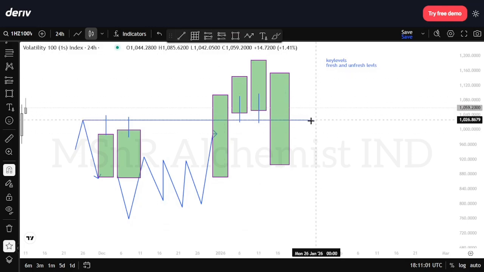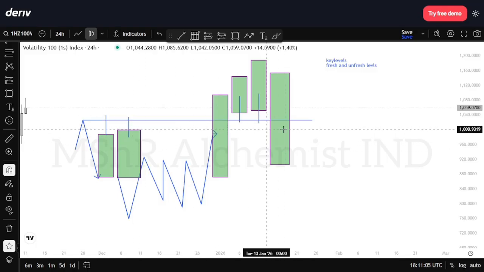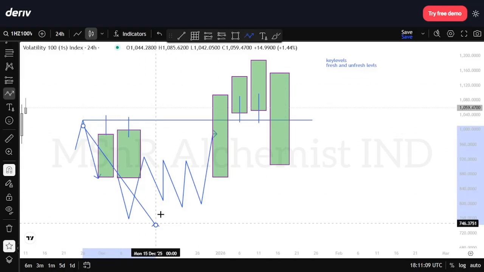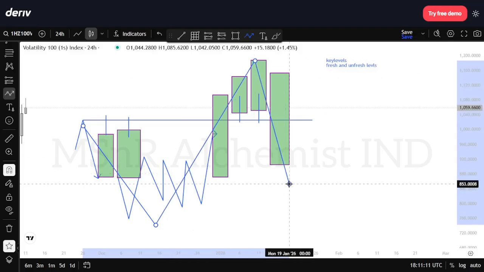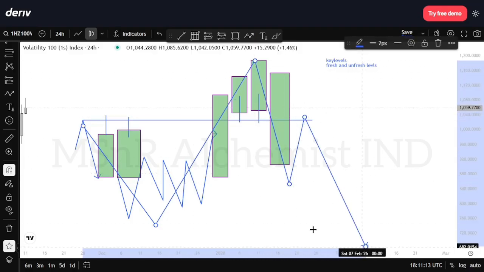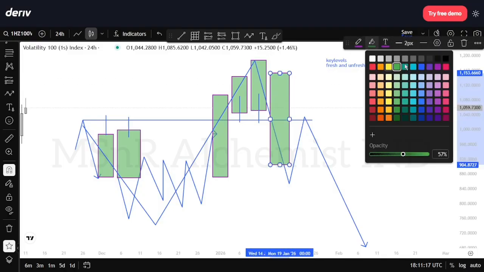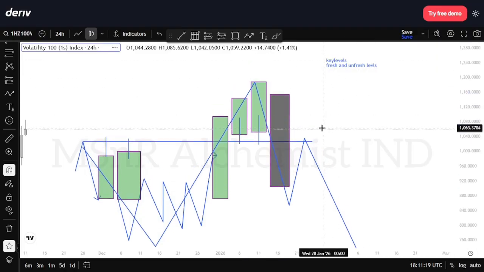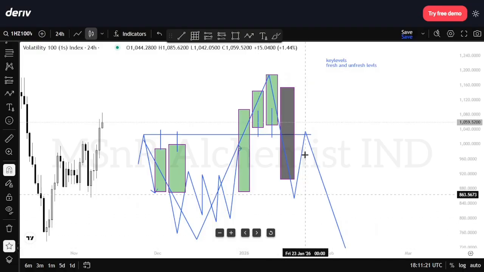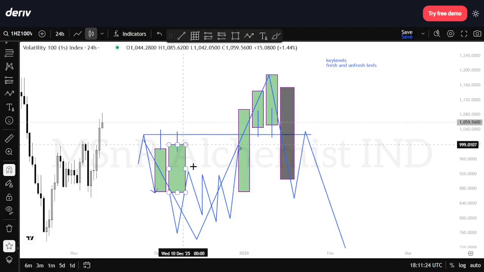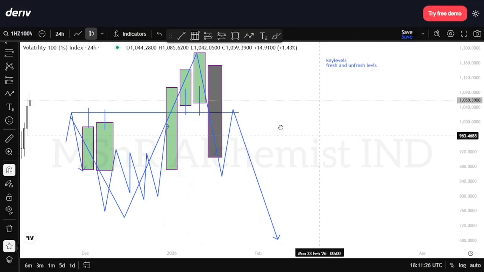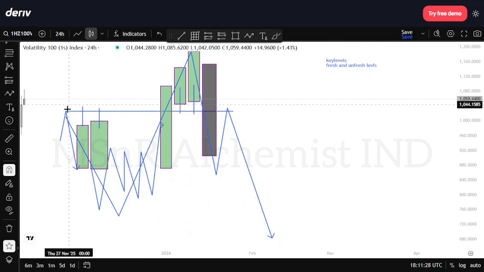Now this is a QML. See, we form a QML like this. This is a black candle, a sell candle. So this is the concept of fresh and unfresh, how many times we can use a resistance.